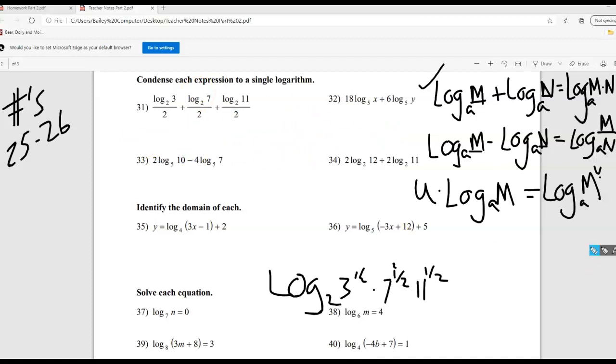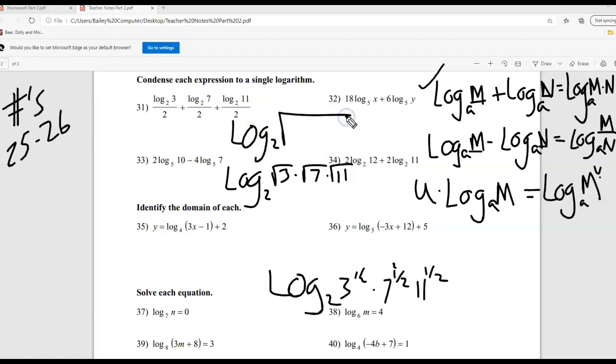Okay, so a half power, in case you guys forgot, is a square root. So what this really is then is log base 2 of the square root of 3 times the square root of 7 times the square root of 11. And since these are all the same kind of square root, we can really just put them all underneath one root here. That's a property about square roots. So there's our final answer.